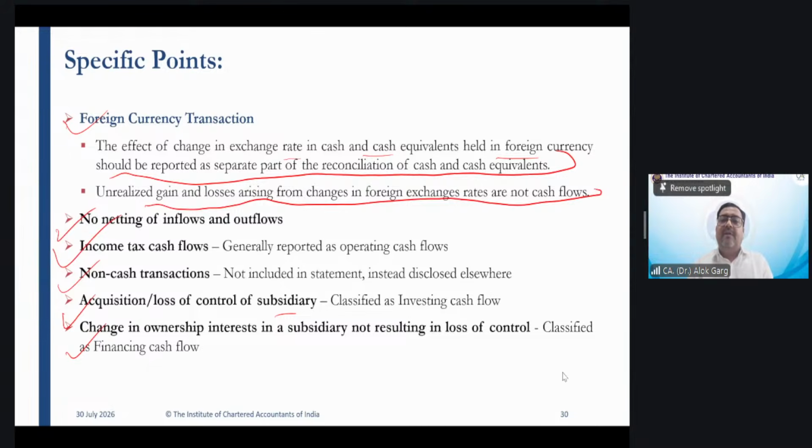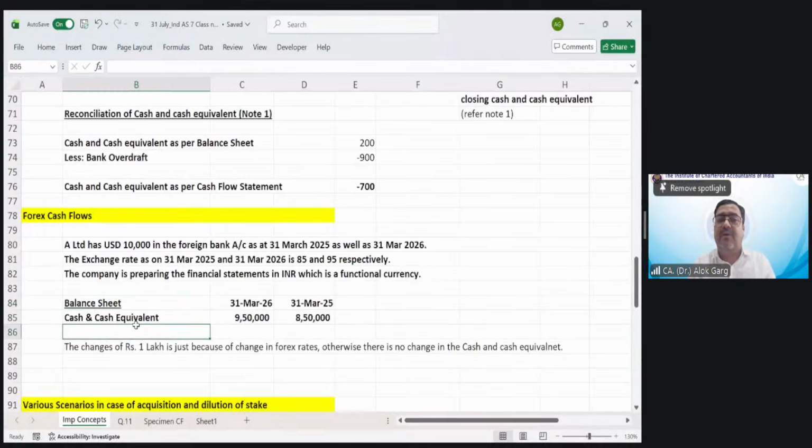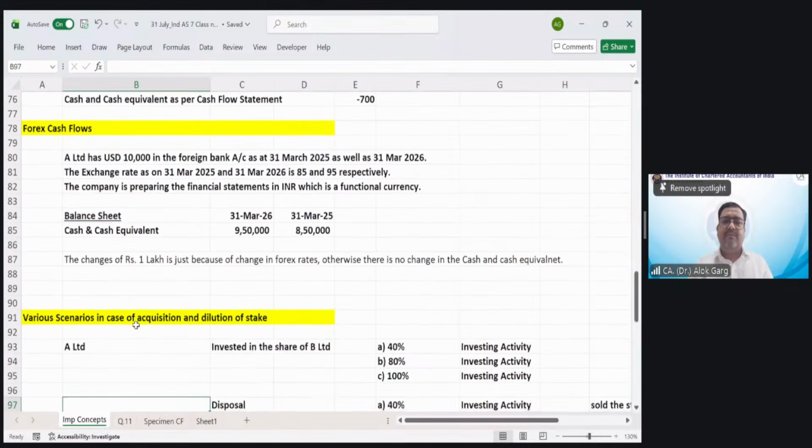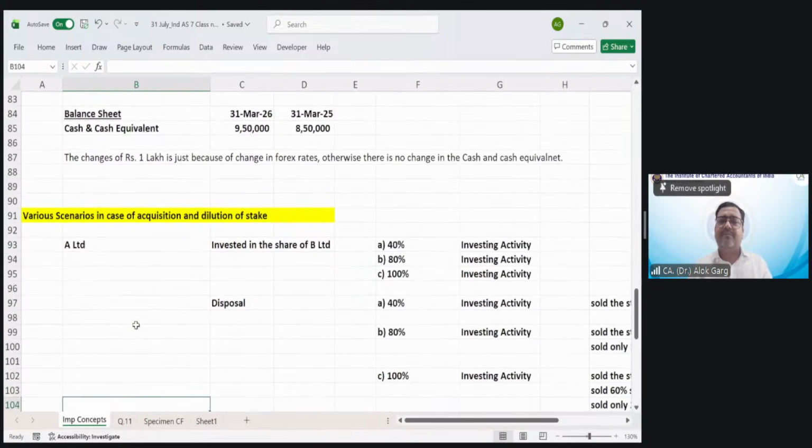Okay, friends, let me take you to the Excel file and discuss this dilution of stake and tax example in detail. Various scenarios in case of acquisition and dilution of stake. The company A Limited has invested in the shares of B Limited. The company invested a 40% share in B Limited.